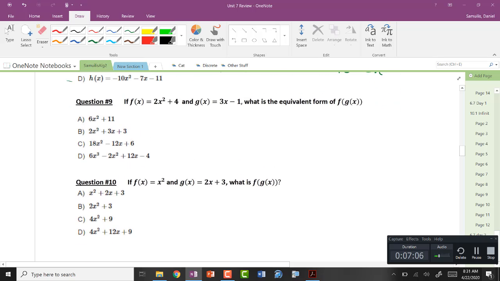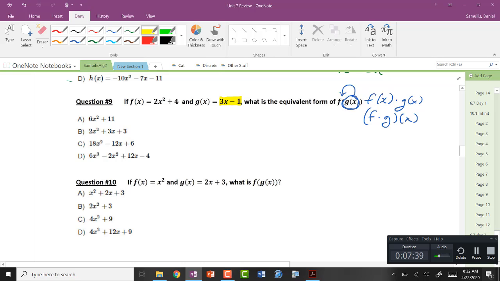Okay, the last two on this video set. Composition. This is not multiplication. Multiplication would look like this: f of x times g of x, or it would look like f times g of x. This is not the same thing. These are not equal. This means that you're going to take the g function and input it for the x into the f function.